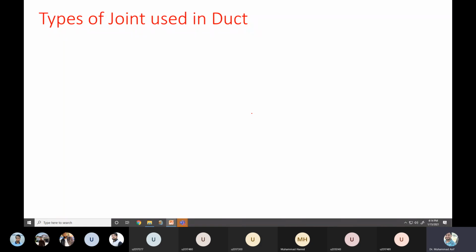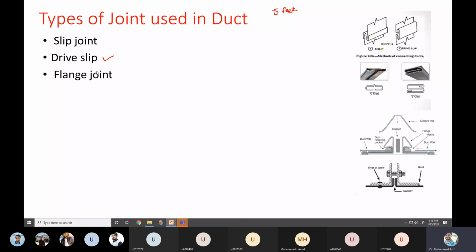You know that when you manufacture ducting, the maximum length that you can manufacture economically nowadays is normally the standard length of 5 feet, right? But the length of installation of the ducting is too large. So what you do, you combine the 5 feet lengths with other components of the duct, and that joining is with the help of different joints. So normally three joints are used for the ducting. One of them we call the slip joint, then we have the drive slip, and then we have the flange joint. I hope you are familiar with these joints.